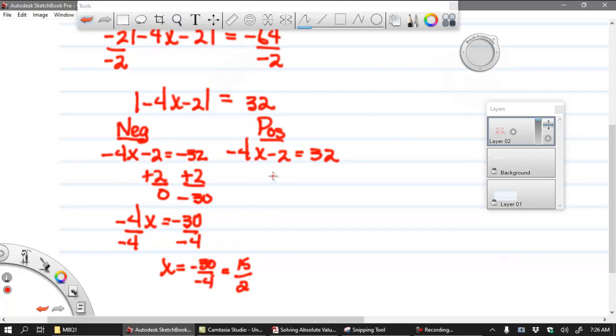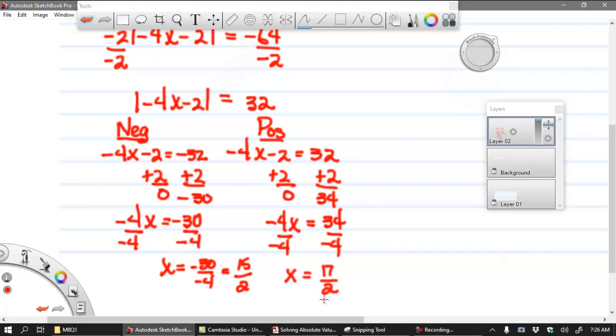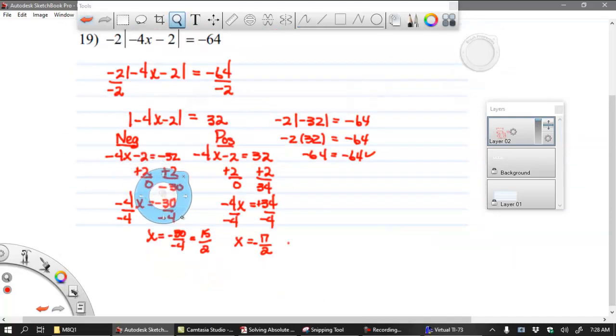So now I'm going to do this one. I'll add 2 to each side. That goes to 0. These are the same signs, so I add them and keep the sign. That'll be a positive 34. So negative 4x equals 34. Divide by a negative 4. So I end up getting x equals negative 17 over 2, and 15 over 2 from before, because that number is positive. There's our video for this, and thank you for watching.